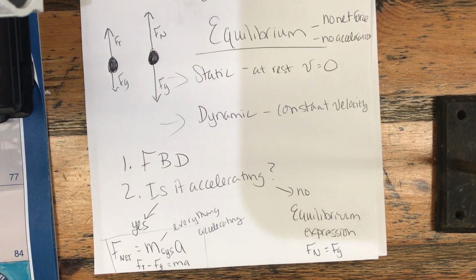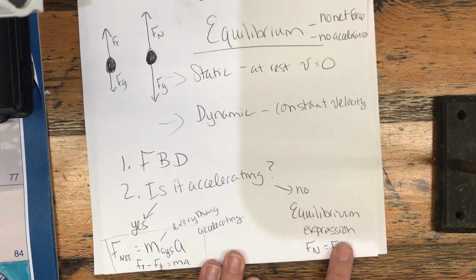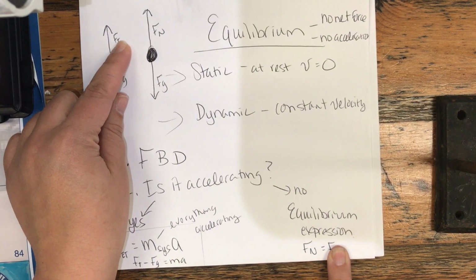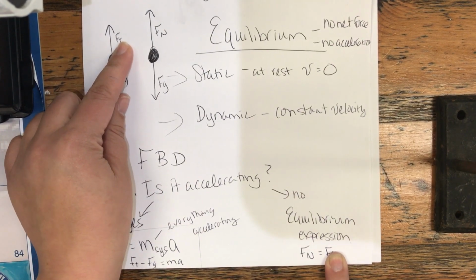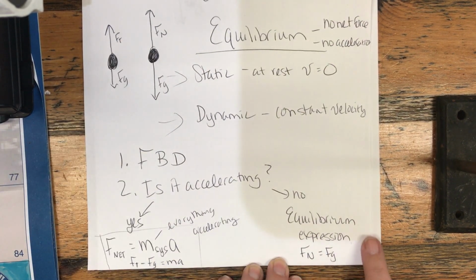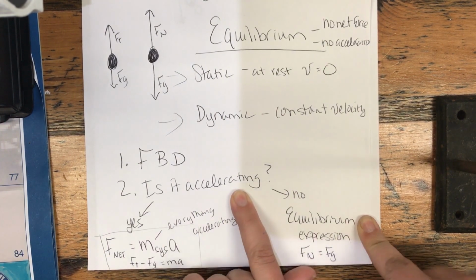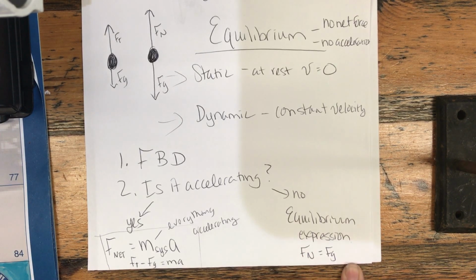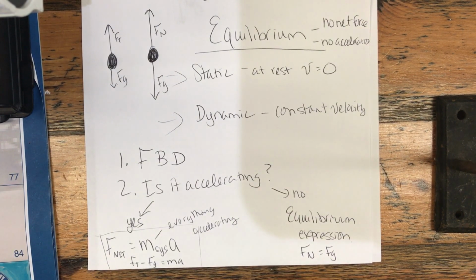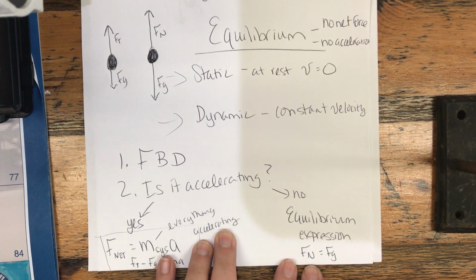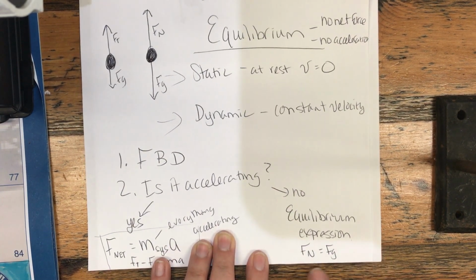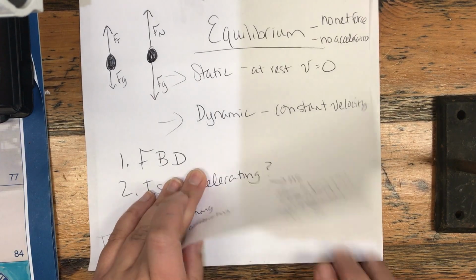If, for example, the object is in equilibrium, as in this picture where the up arrow and the down arrow are equal, or the object is at rest or not accelerating, then the answer to question 2 is no, it's not accelerating. Then we just go to equilibrium expressions, where everything up must be equal to everything down, or everything to the left must be equal to everything to the right, knowing that they balance out. So in this case, we would know that Fn is equal to Fg.